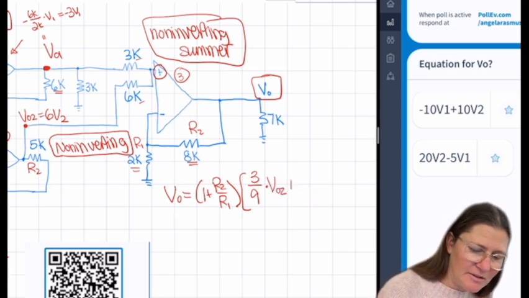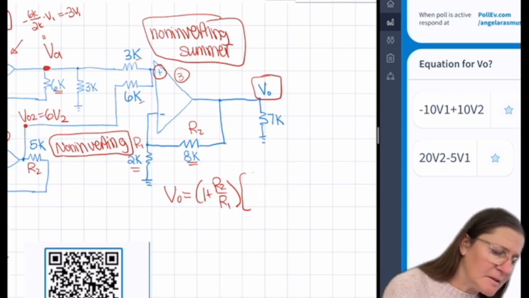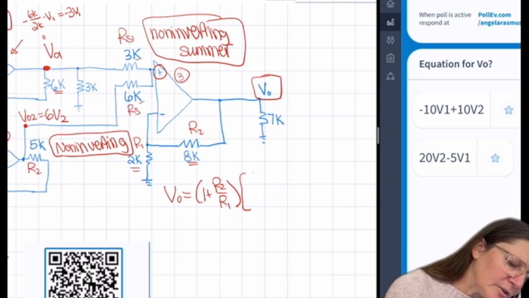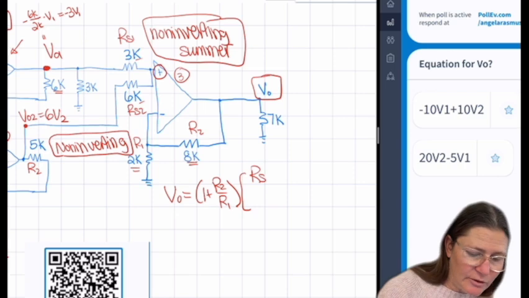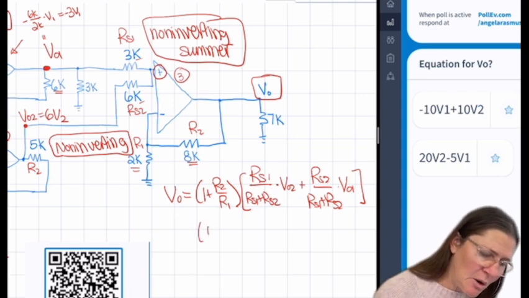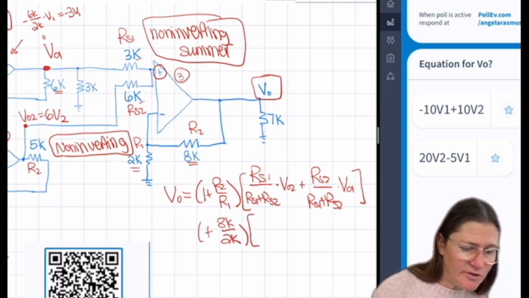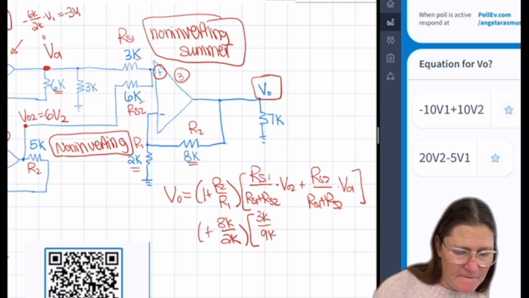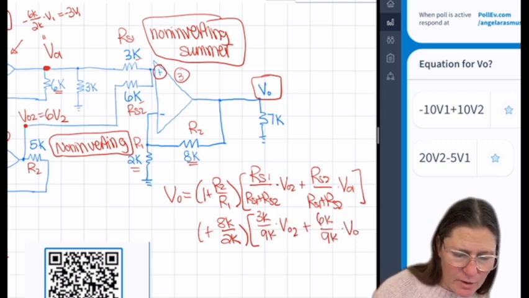Sorry, I should have called these RS1 and RS2. So this is RS1 over the combination of both times VO2, and then RS2 over the combination of both times VO1. So this one is going to be 1 plus 8K over 2K, times 3K over 9K VO2, plus 6K over 9K VO1.